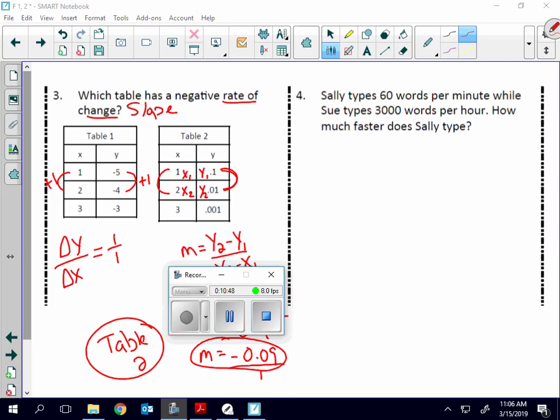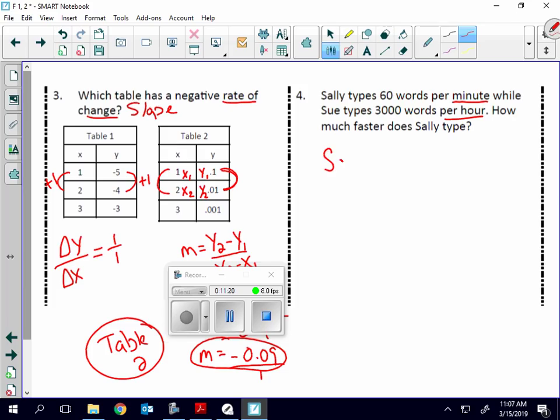And number 4, Sally types 60 words per minute. Sue types 3,000 words per hour. These are different, right? How much faster does Sally type? So let's think about that for a second. We have Sally in minutes. We have Sue in hours. We have to convert all to one thing. It doesn't matter if you convert them all to minutes or all hours. Either one is fine. I'm going to convert mine all to hours.